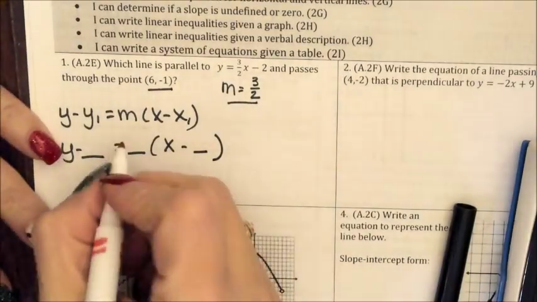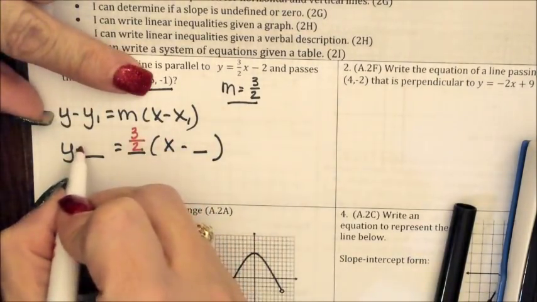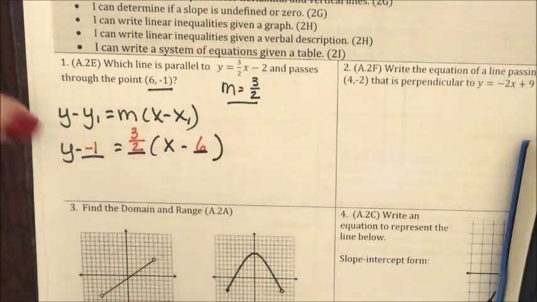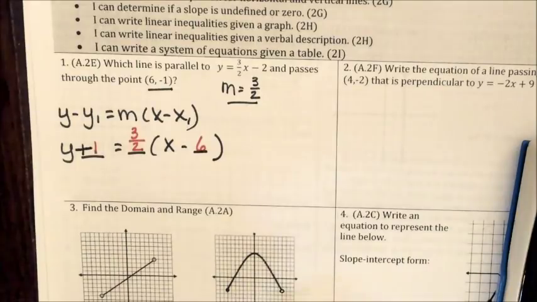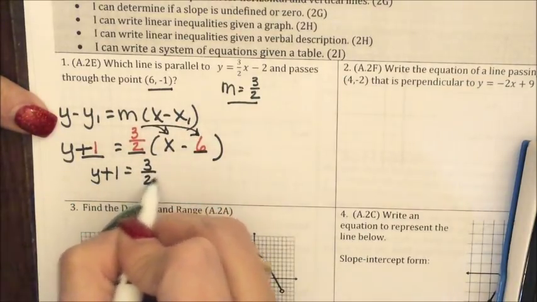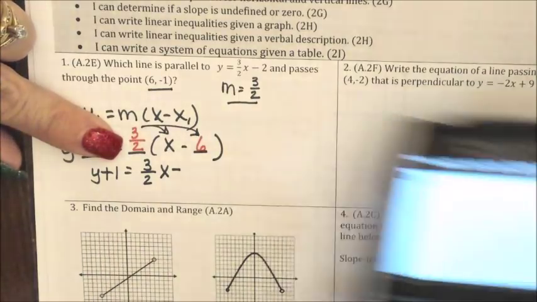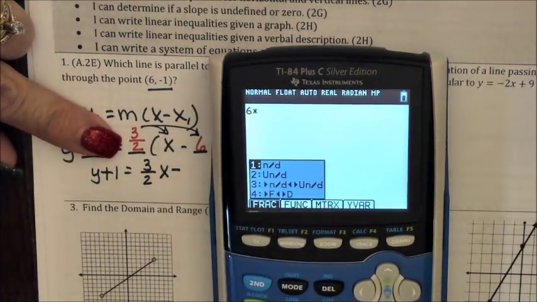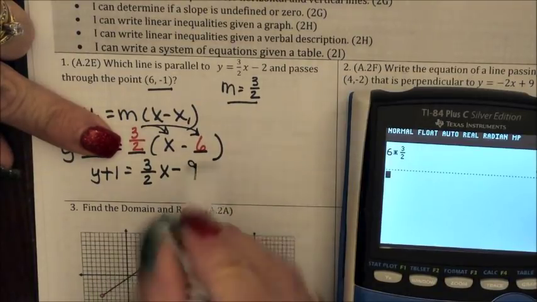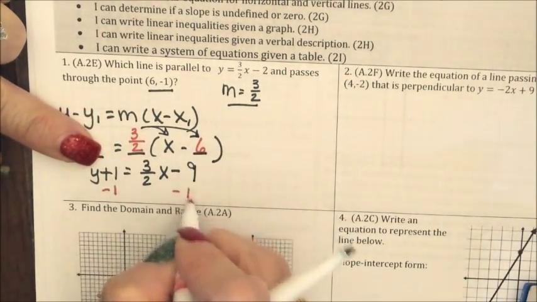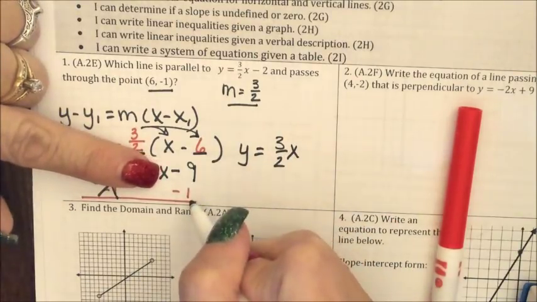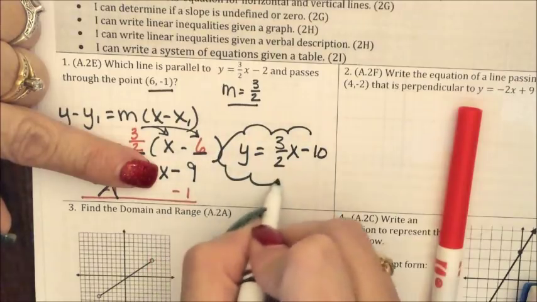All right, go ahead and keep working it. 3 over 2, negative 1 is my y, so negative 1, my x is 6. Now remember, and we always talk about this, when you have two negatives, you bump them together and make a gigantic positive before you start working this problem. So y plus 1 equals, distributive property, 3 over 2x, positive times a negative is a negative. I'm going to do 6 times 3 on top, 2 on bottom. So it's 9. So this is going to be minus 9. I'm going to subtract 1 from both sides. So that's going to give me y equals 3 over 2x, negative 9, negative 1 is a negative 10. And there is my answer.